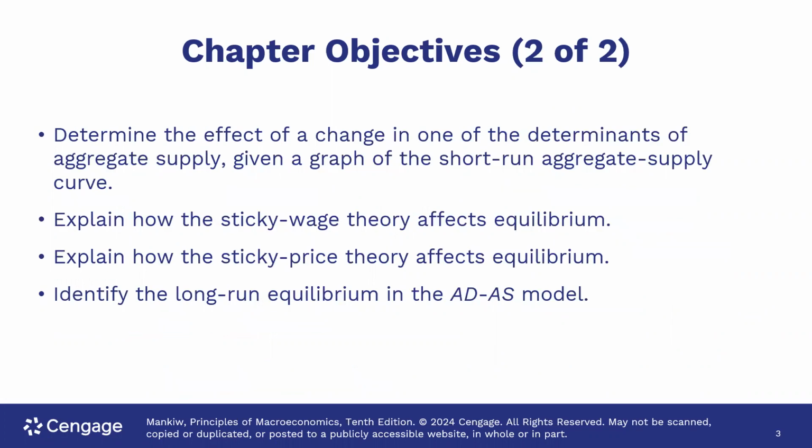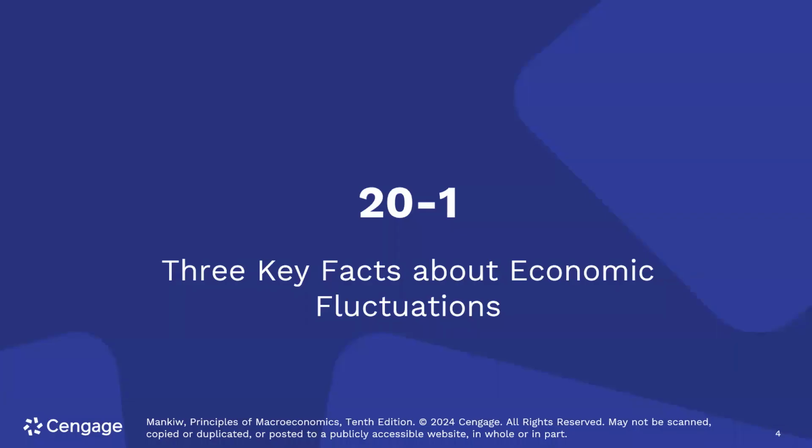Determine the effect of a change in one of the determinants of aggregate supply given a graph of the short-run aggregate supply curve. Explain how the sticky wage theory, sticky price theory, and other theories affect equilibrium, and identify the long-run equilibrium in the aggregate demand and aggregate supply model. So overall, in this chapter, we try to put all the goods and services together in one large model, right? So let's get to some basic concepts.